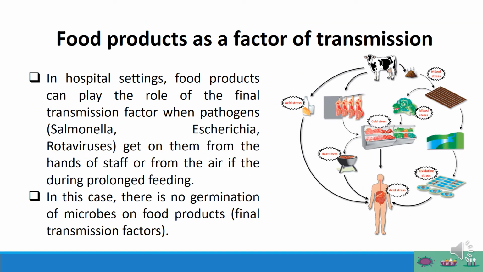Food products as a factor for transmission. In hospital settings, food products can play the role of the final transmission factor. Causative agents such as Salmonella, Escherichia, and rotavirus get onto them from the hands of medical staff, or from the air during prolonged feeding. In this case, there is no growth of the microbes on food products, which are one of the transmission factors.